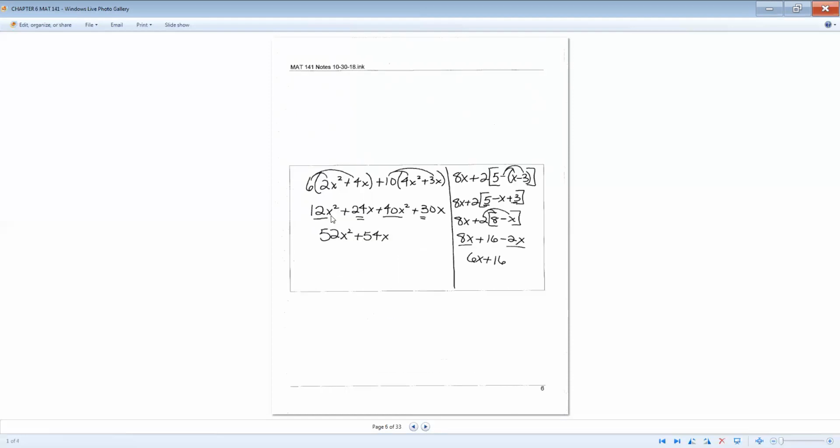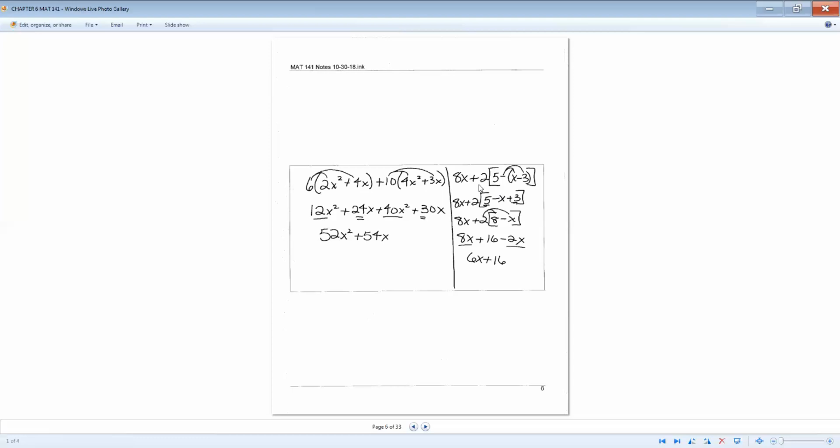Here we have the expression of 6 times the quantity of 2x squared plus 4x plus 10 times the quantity of 4x squared plus 3x. Distribute the 6, distribute the 10. That gives us 12x squared plus 24x plus 40x squared plus 30x. Combine your like terms. 12x squared, 40x squared is 52x squared. 24x and 30x is 54x.